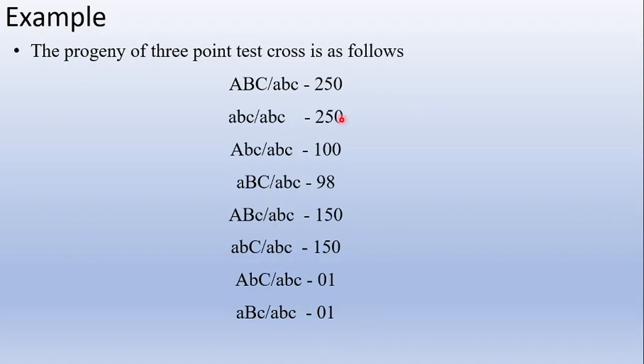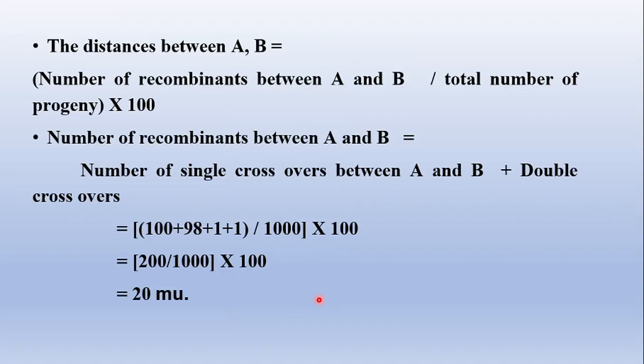So these two are parental combinations. These two are DCOs. Basing upon this, we can construct the genetic map by using the sequential steps we discussed so far. The distance between A and B can be calculated by the formula: number of recombinants between A and B over total number of progeny.